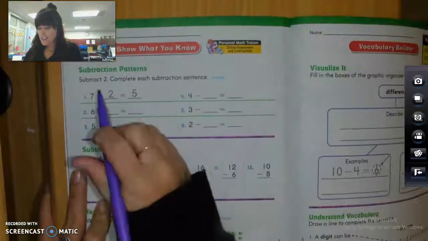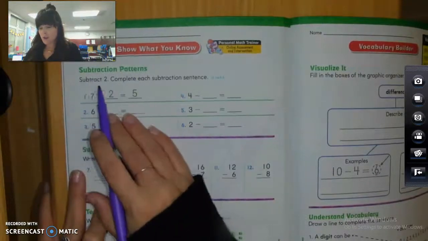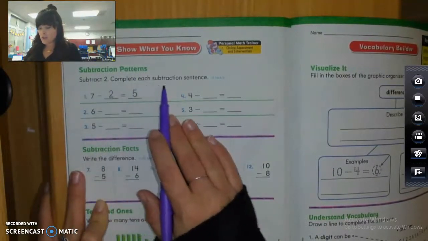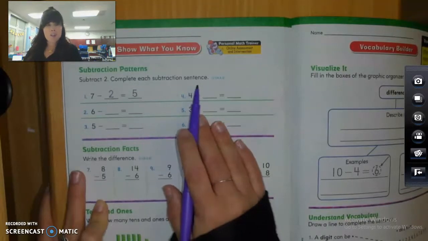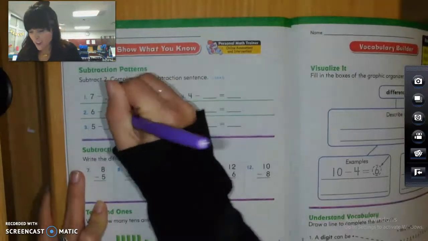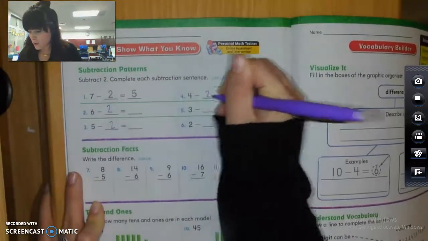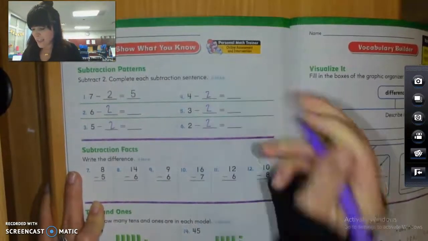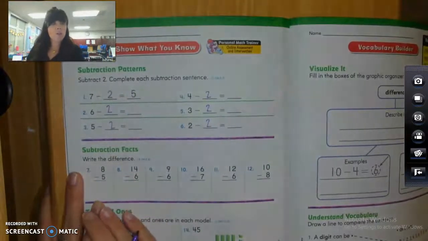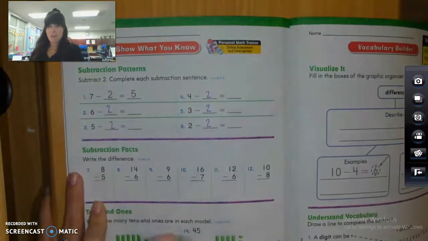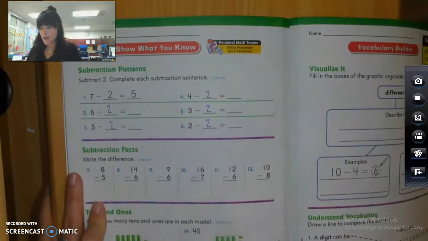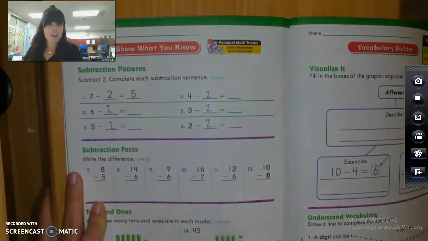Here it says subtraction patterns, subtract 2. Complete each subtraction sentence. We're always going to subtract 2, so I'm just going to fill those all in so I don't have to think about it too much, because all of these are going to be minus 2. You can fill yours in now, or you can wait until we get to each problem. Up to you. But we're always going to be subtracting by 2.